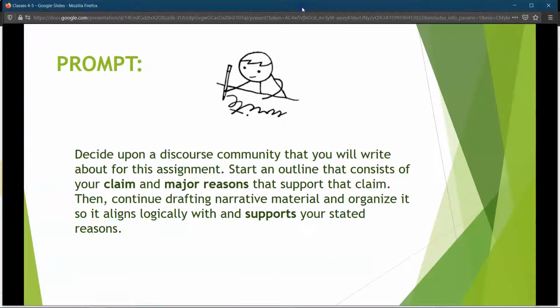So going from there, assuming everyone has their draft or their introduction and thesis statement already drafted from the weekend, the assignment then from there is deciding upon a discourse community that you will write about for this assignment or for the DCA or the first paper. You may want to start with an outline that consists of your claim and major reasons that support that claim, and then continue drafting narrative material and organize it so it aligns logically with and supports your stated reasons.